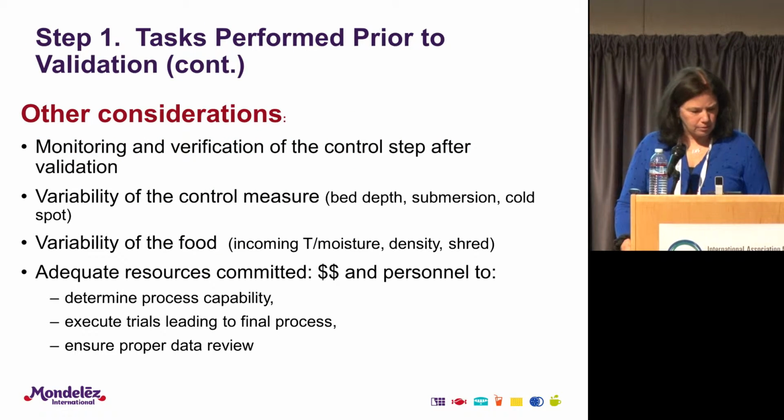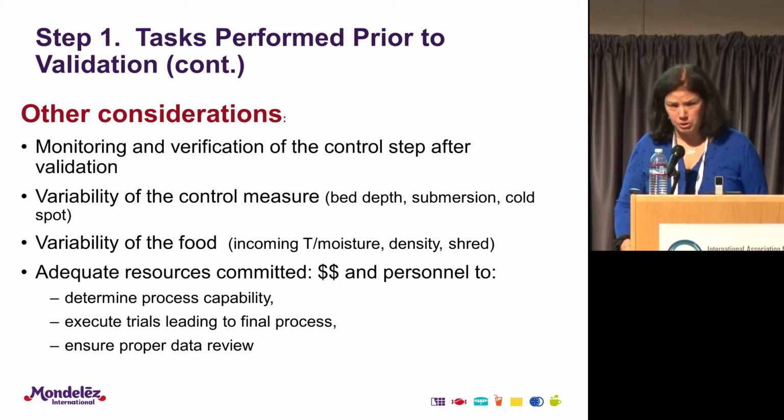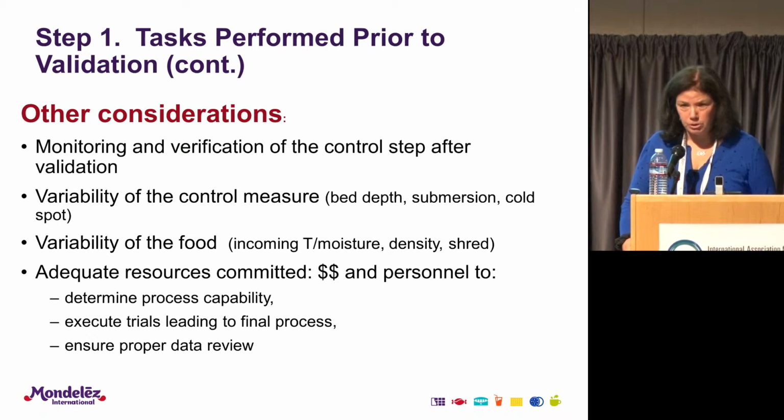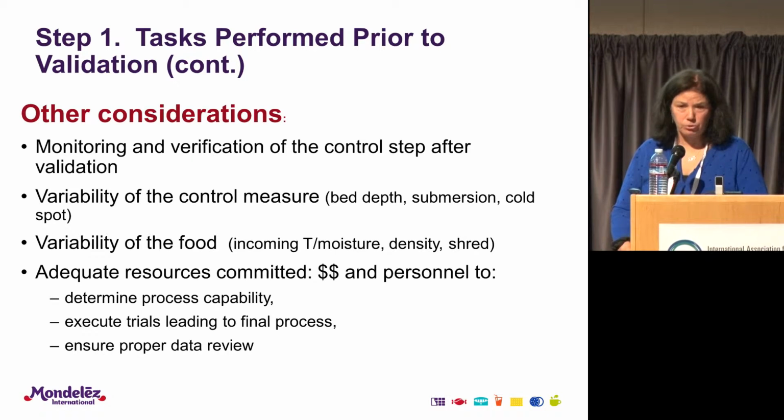Other considerations: the variability of the control measure, bed depth, how submerged does your product have to be? Is there a cold spot in your process, and do you need to know what the variability of that is? Monitoring and verification of the control step after validation. There's really no sense validating a control step if you can't monitor it and verify it analytically and physically. So if you can't reach where the control point is, then you shouldn't be using that as your control point.